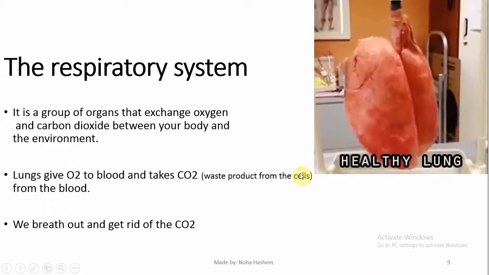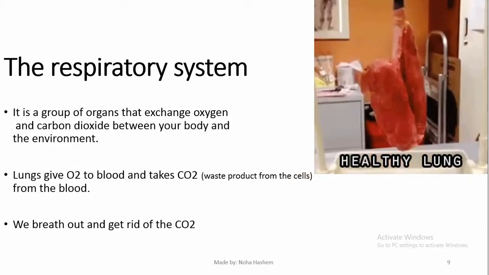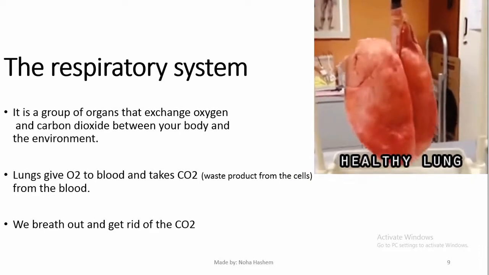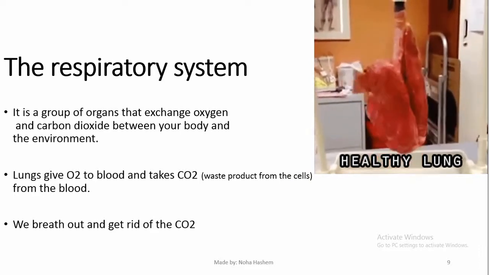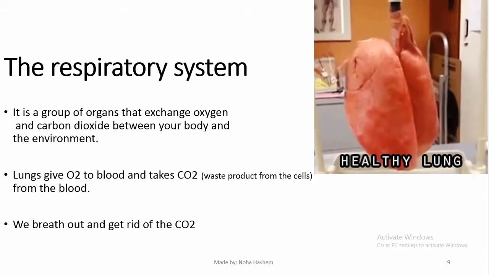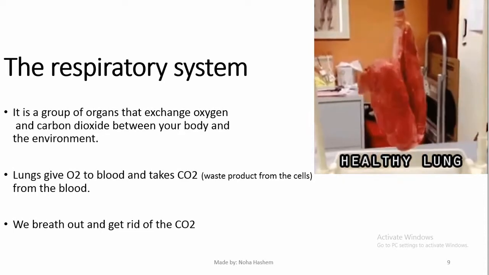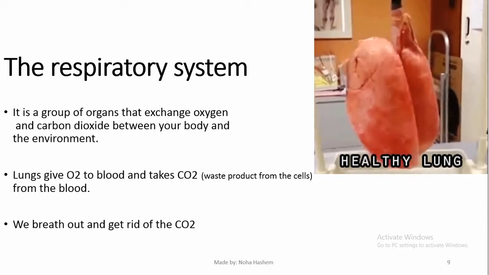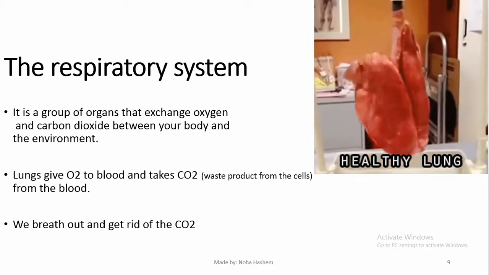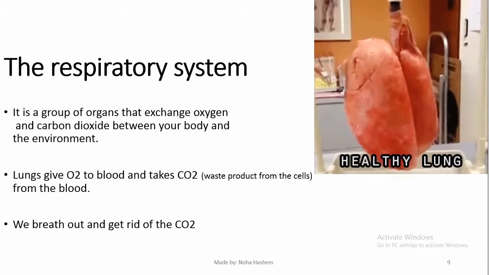So before we start, we need to understand the meaning of respiratory system. We learned that any system is a group of organs that work together to do a certain job. The respiratory system is a group of organs that exchange oxygen and carbon dioxide between your body and the environment, which means you give off carbon dioxide and take oxygen from the surroundings. In this GIF, you will see how breathing happens.